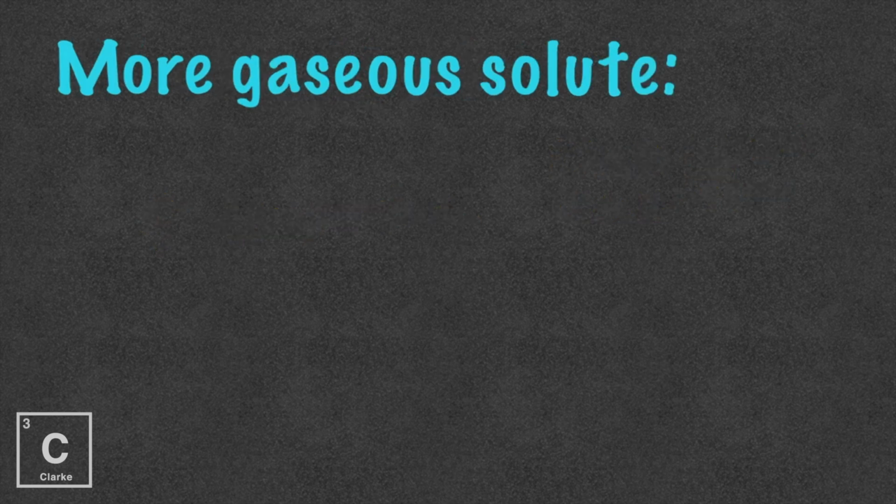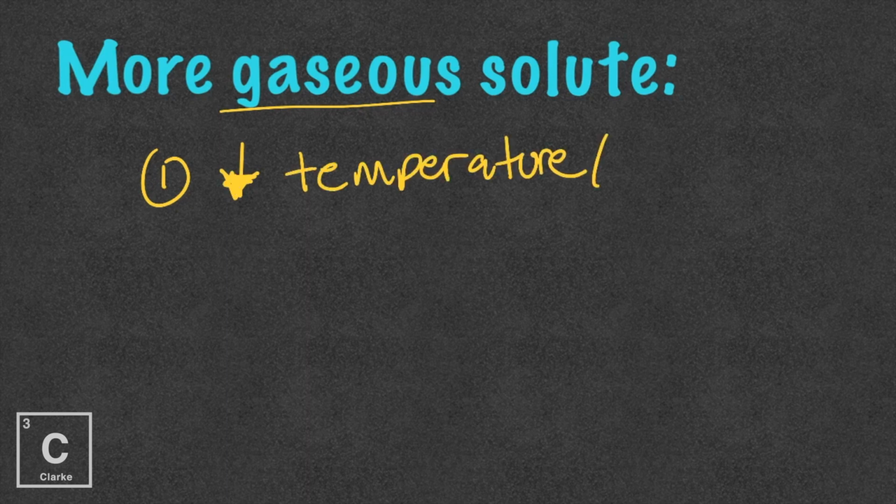But what if we're talking about a gaseous solute? There's actually two ways to make more gaseous solute dissolve into solution. The first way is to decrease temperature. That's right, we're going to make it colder.